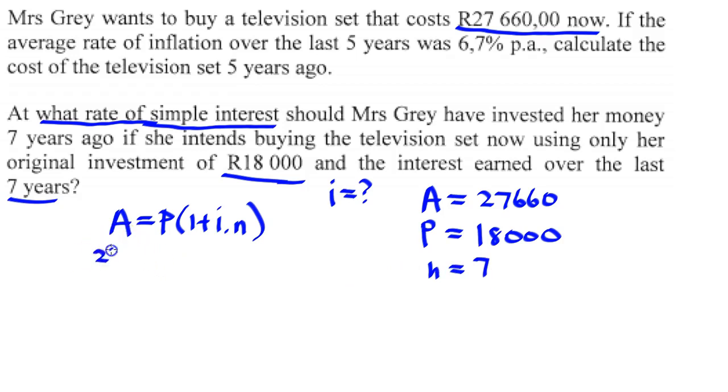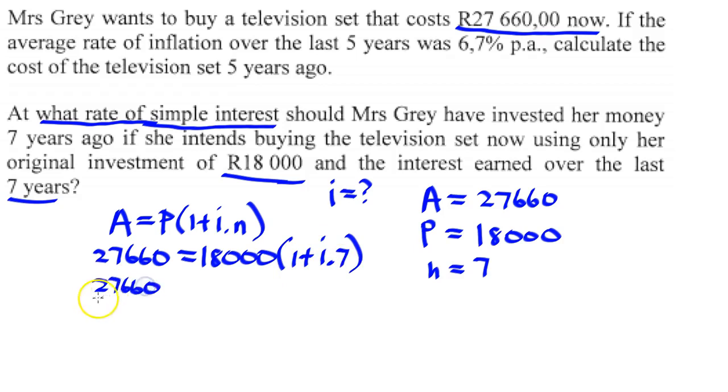So let us substitute. So we got 27,660 Rands equals 18,000 Rands times (1 plus I times 7). We're going to find the interest rate. So learners, all we have to do now is make I the subject of our equation. So we are going to solve for I basically. So 27,660 Rand divided by 18,000 Rand equals 1 plus 7I.